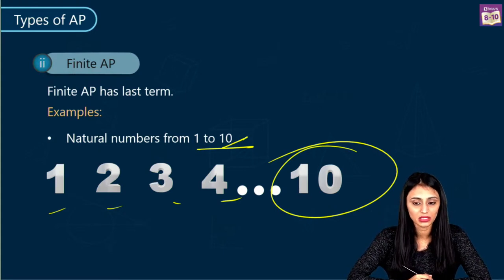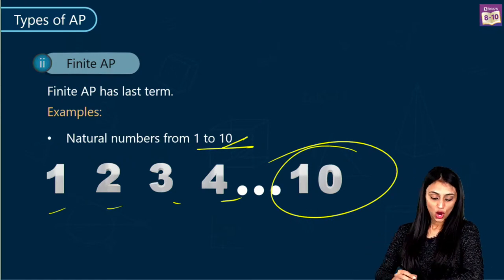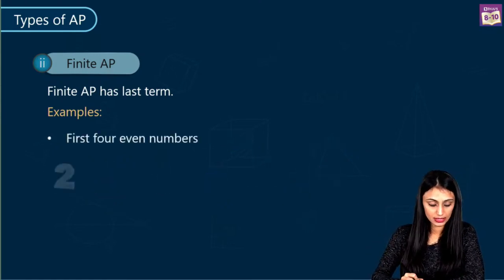Yes, Ankit, when we know the last term, we call it a finite AP. Arithmetic progressions. Yes, Suresh Tagore, if something is finite, it has a limit. It has an ending. Yes. Understood.